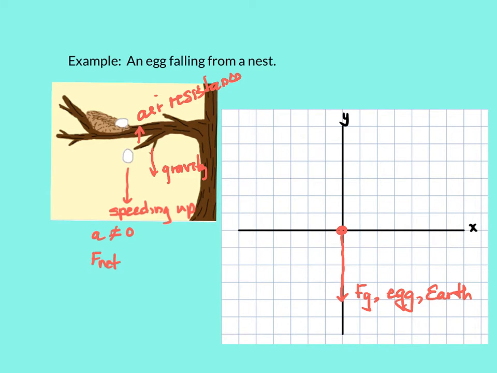Now, how big should the air resistance be? Well, it's going to have to be smaller because we're going to end up with a net force going down because our egg is speeding up. So I'm going to draw a smaller arrow, force of air resistance on the egg by the air. So there's your net force going down.